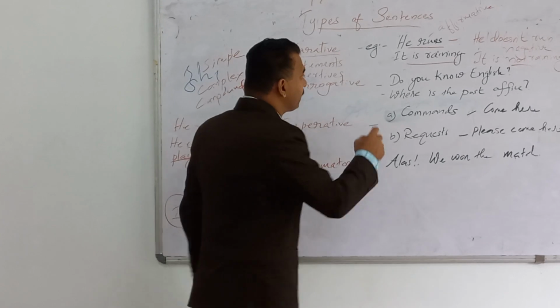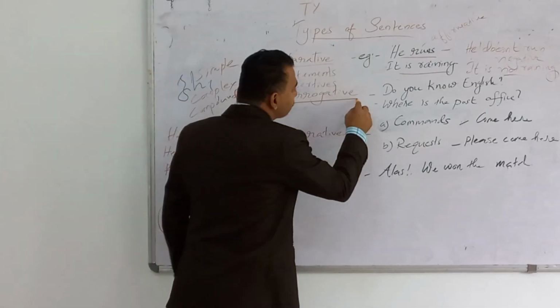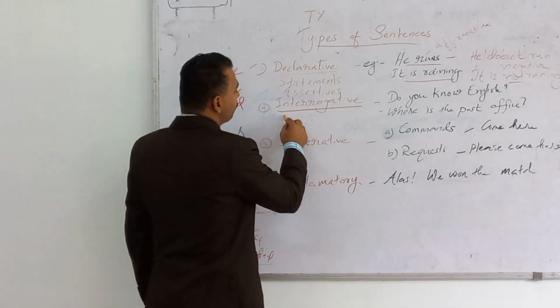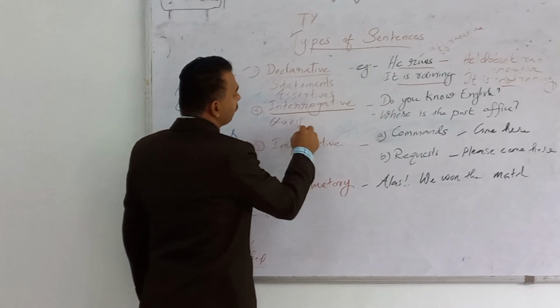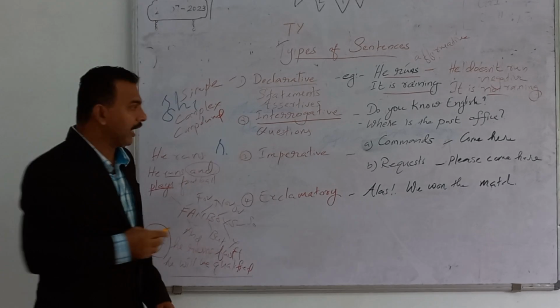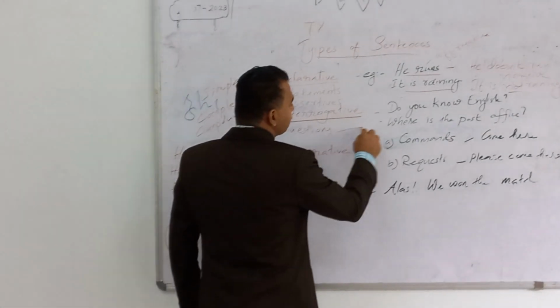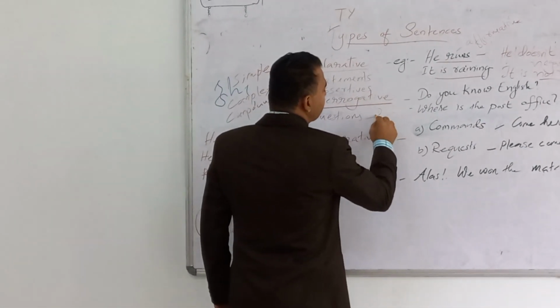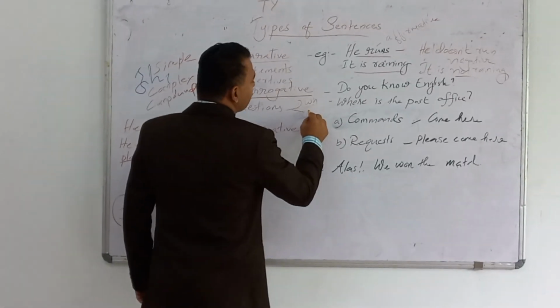Now coming to the next type, interrogative. Interrogatives are nothing but questions. Questions can be of two types. First type is WH, second type is yes or no.